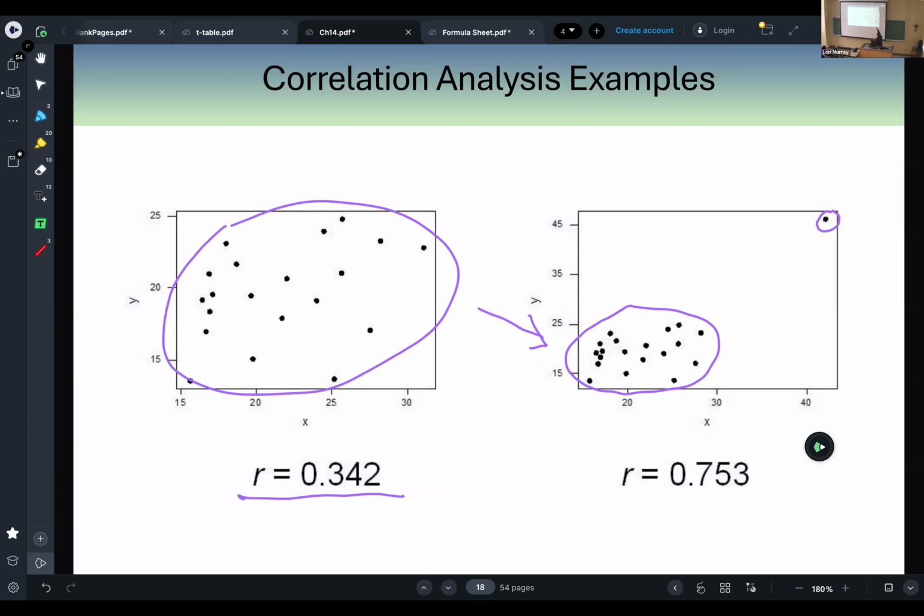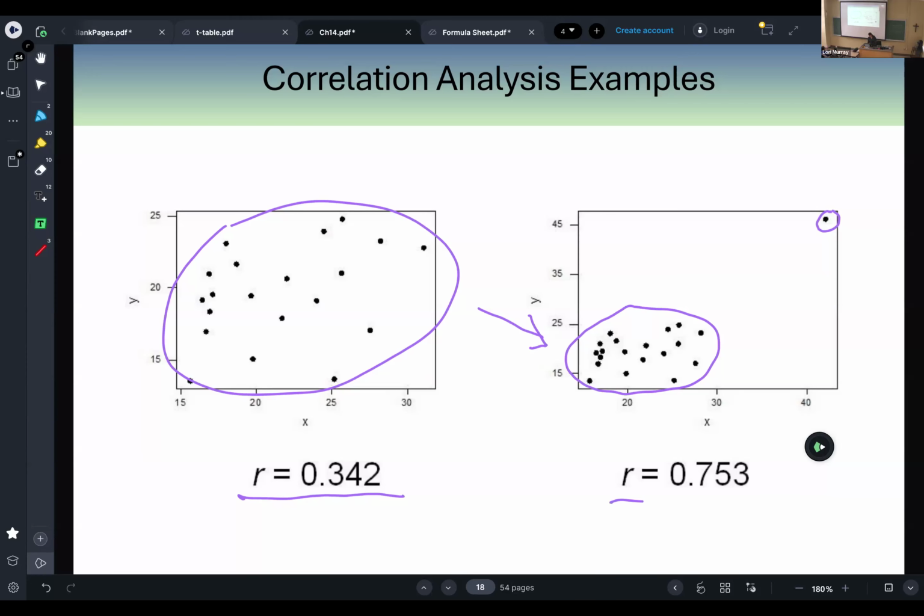You can even look at the scale. The scale of the X only goes to 30. Here it goes to 40. So I've added an outlier. And then I've gone, okay, what does that outlier do to the correlation? And you can see it changes it to 0.753.